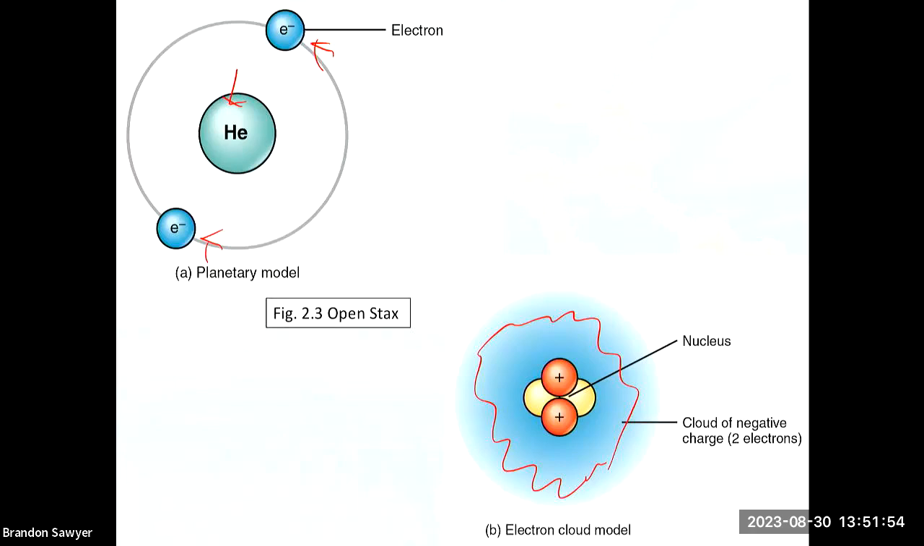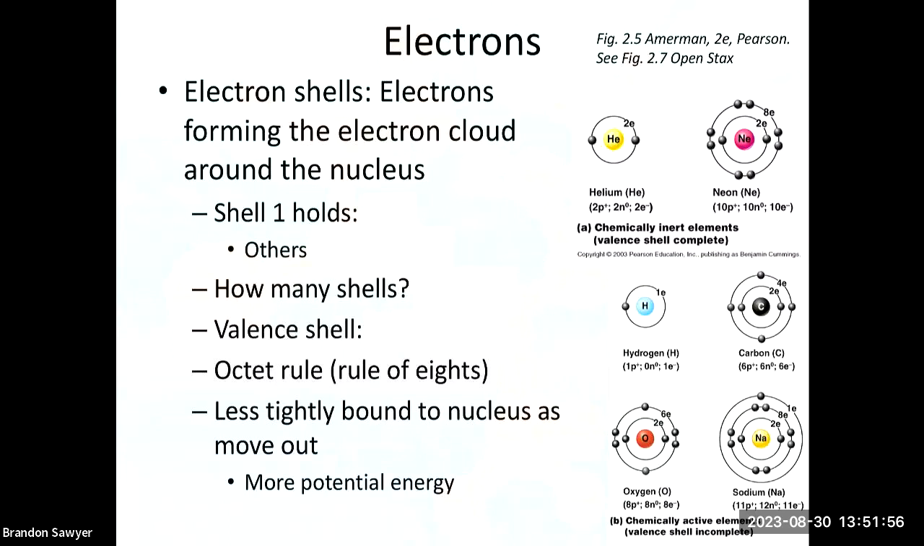Just different ways to look at that. So let's talk about electrons here. Electron shells are the places that electrons spend their time, and they form a kind of cloud around the nucleus. The first electron shell holds how many electrons when it's full? Two. You guys got that for sure.